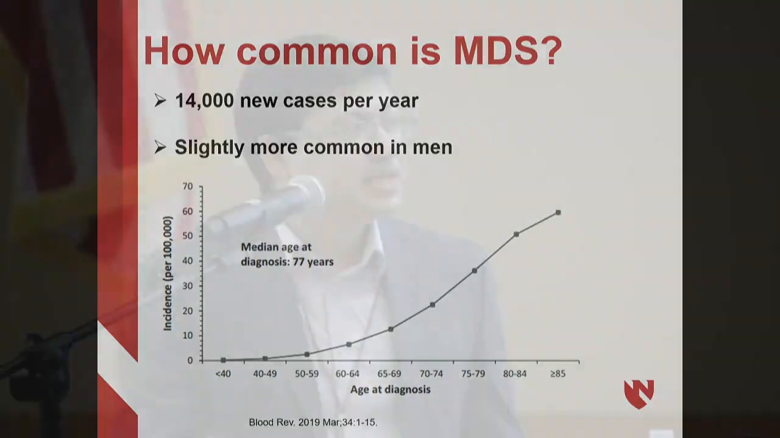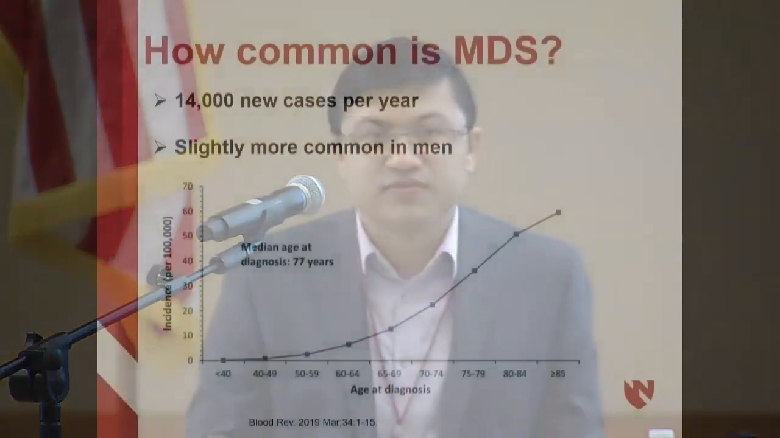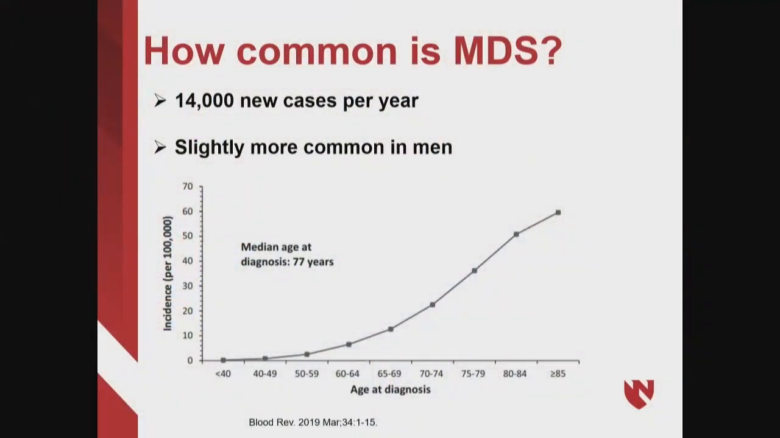But the reported incidence of MDS is about 14,000 new cases per year. MDS is quite uncommon in people under the age of 40 or 50 years. It can be diagnosed, including in children, but it's uncommon. The most common age group is 60 to 80 or so. The median age of diagnosis is often in the 70s. And it's slightly more common in men.